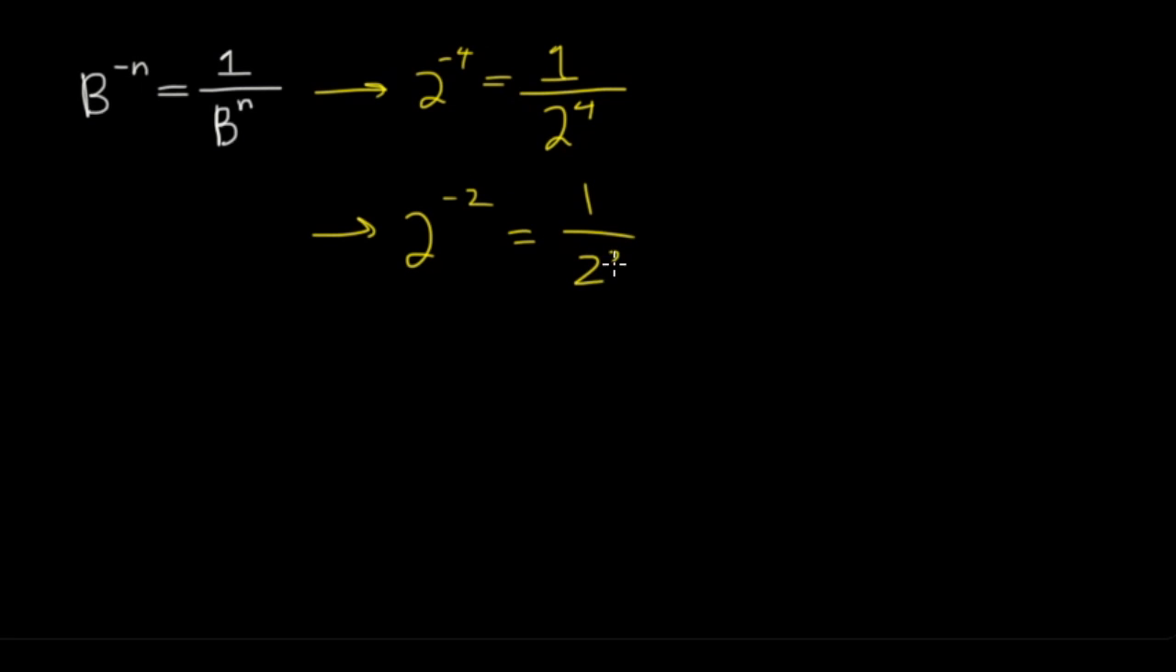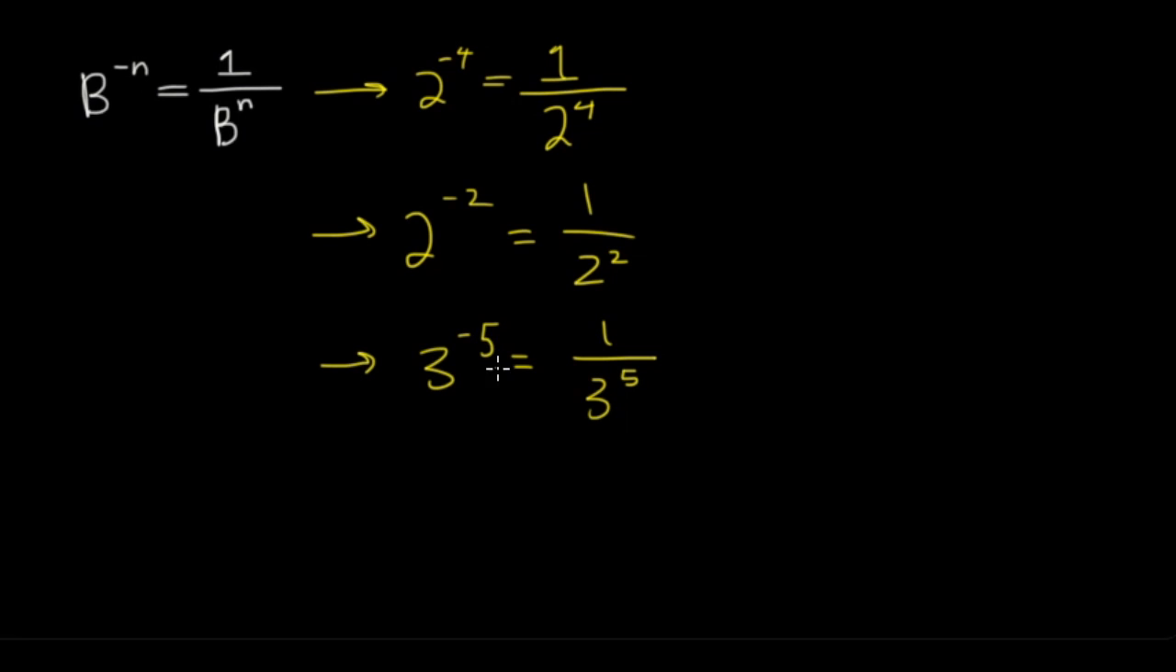So if I were to show you a quick example of what that looks like, if I have 2 to the power of negative 4, it'll be equal to 1 over 2 to the power of 4. If it was 2 to the power of negative 2, it would be 1 over 2 squared. And it doesn't have to be 2, it could be 3 to the power of negative 5, it'll be 1 over 3 to the power of 5.